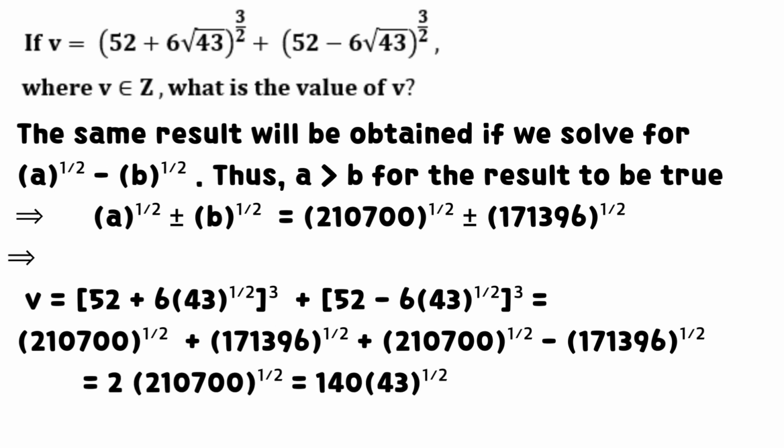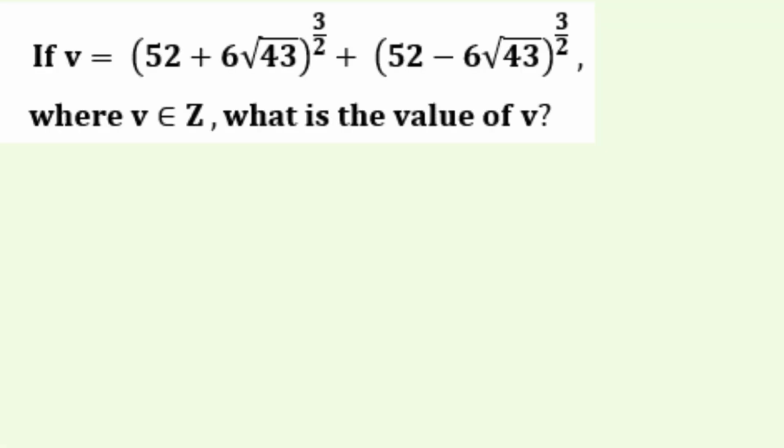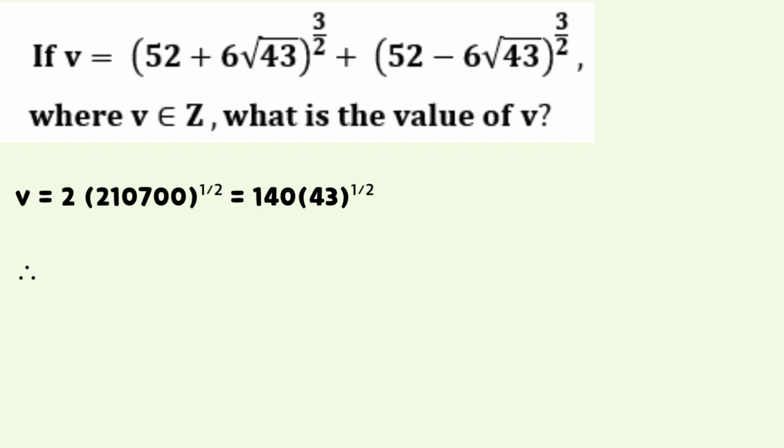Substitute the obtained values in the equation of v and simplify. We have that v equals the product of 2 and the square root of 210,700, which finally simplified to the product of 140 and the square root of 43. Therefore, v equals the product of 140 and the square root of 43.